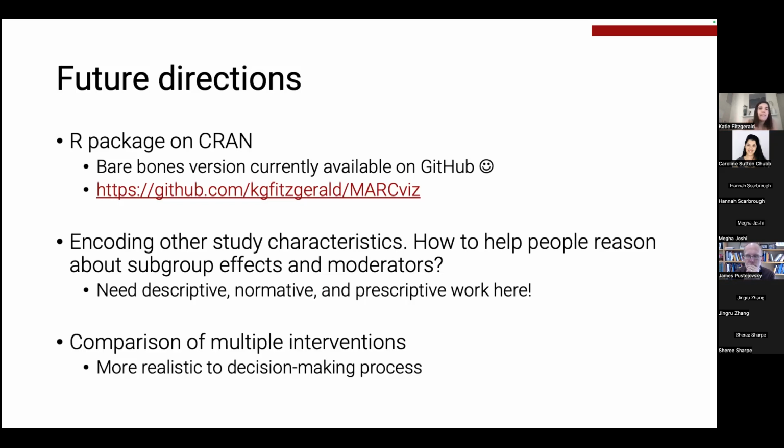moderators? And then I think we also need to think through how do we visualize information that helps people compare multiple interventions. So, a forest plot and all these other plots we've been showing, including the marked plot, is showing a single intervention, right? And just a bunch of studies that evaluated a single intervention. But often in a decision-making process, people might be comparing multiple interventions. Should I adopt intervention A or intervention B? And so what are some visuals that help people reason about that as well?